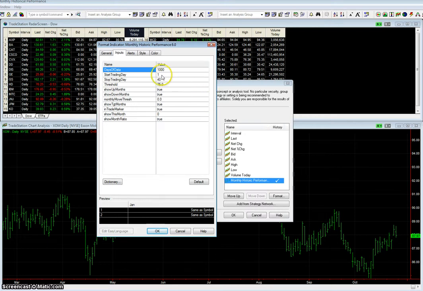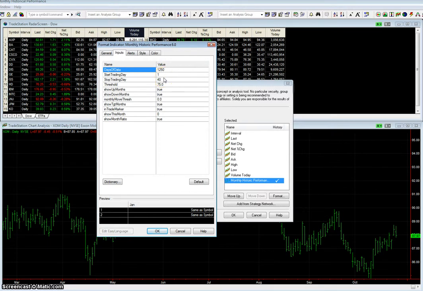Basically, this is the amount of data that we're going to be looking at. The default is 4 years. I like to look at 5. So 250 trading days makes up 1 year. So 5 years worth of data would be 1250. And I'm going to look at the entire month. So we're going to start at the first trading day.